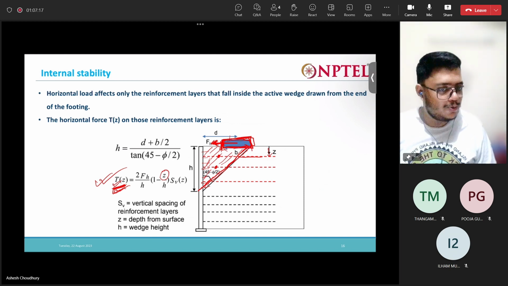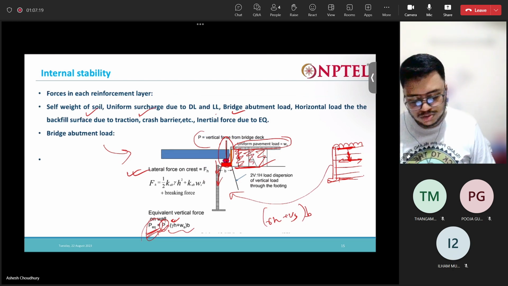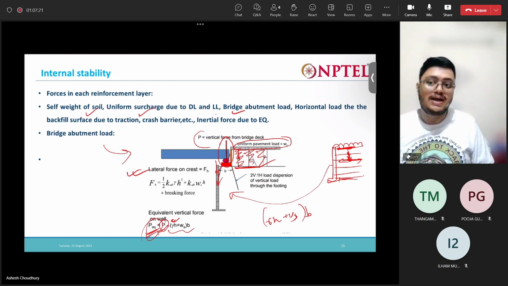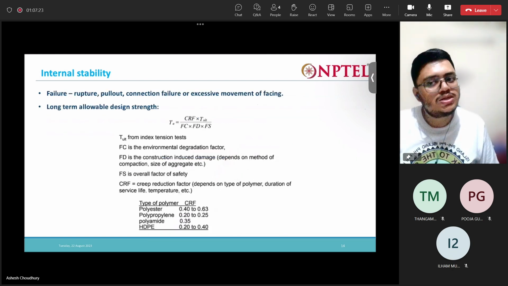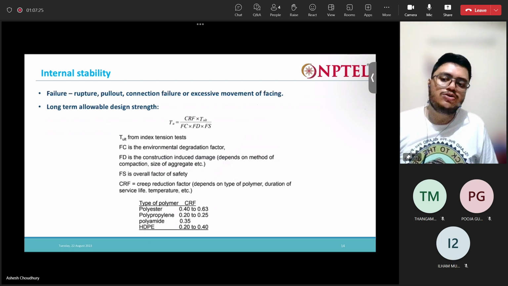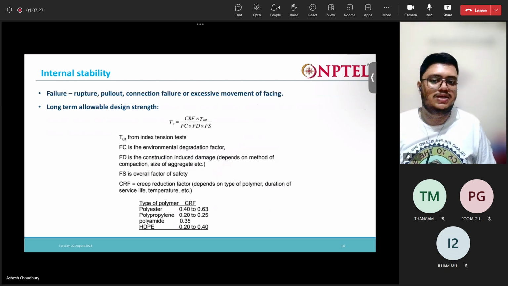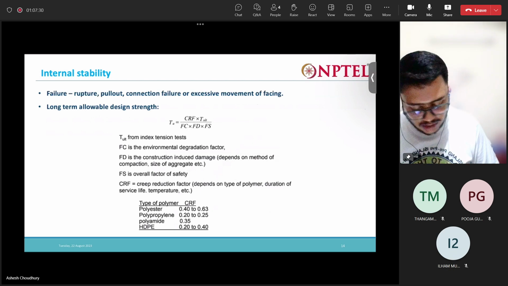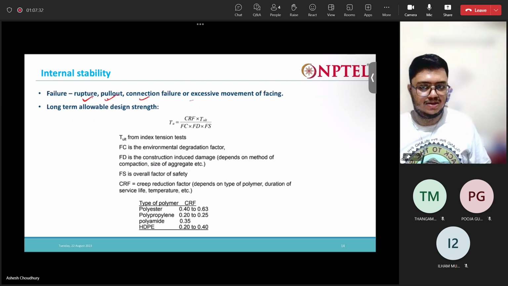And why are we doing that? We are doing that because we need to determine the force in each reinforcement layer. Why do we need to determine the force in each reinforcement layer? To check for the internal stability. And what is our internal stability check? Check for rupture, pull out, and connection failure.